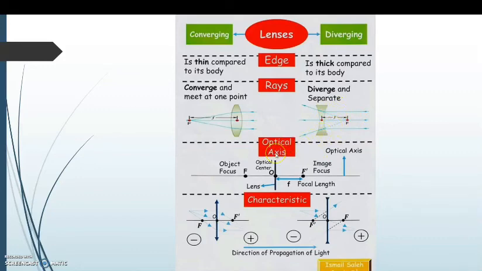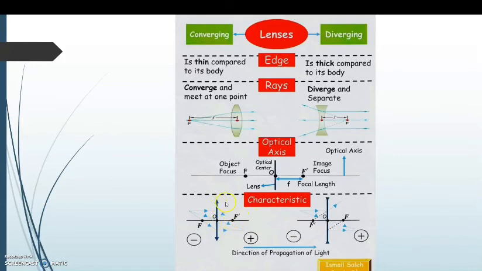The optical axis, we have the optical center for both. In the converging lens it must be F, O, F prime. In a diverging lens it must be F prime, O, F. The lens will be symbolized by a segment that has arrows at the top in a converging lens, and the opposite in a diverging lens, as if it's symbolizing how the rays come out from this lens. The focal length is the distance between the optical center and the image focus of the lens. In a converging lens it's positive, in a diverging lens it's negative.